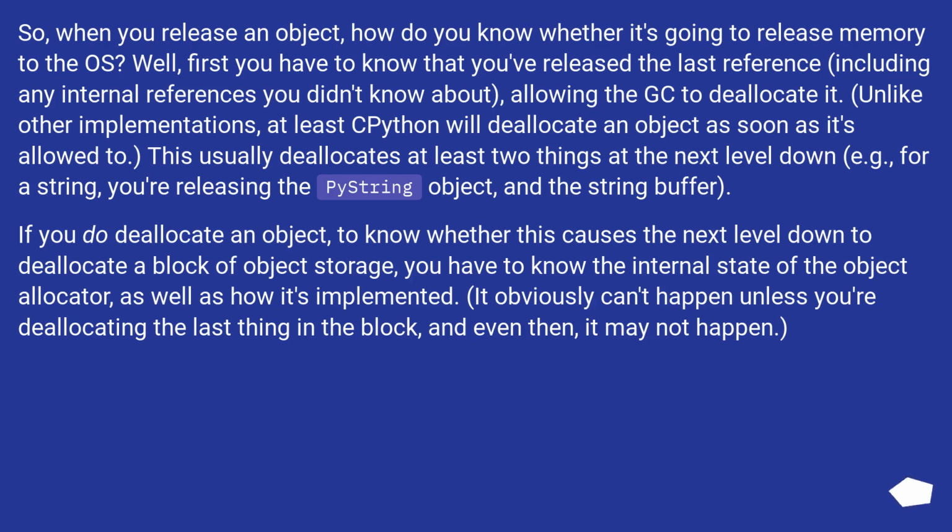For example, for a string, you're releasing the string object and the string buffer. If you do deallocate an object, to know whether this causes the next level down to deallocate a block of object storage, you have to know the internal state of the object allocator, as well as how it's implemented. It obviously can't happen unless you're deallocating the last thing in the block, and even then, it may not happen.